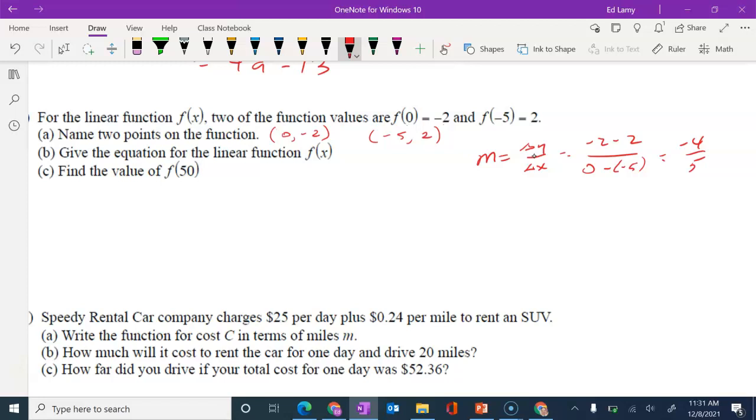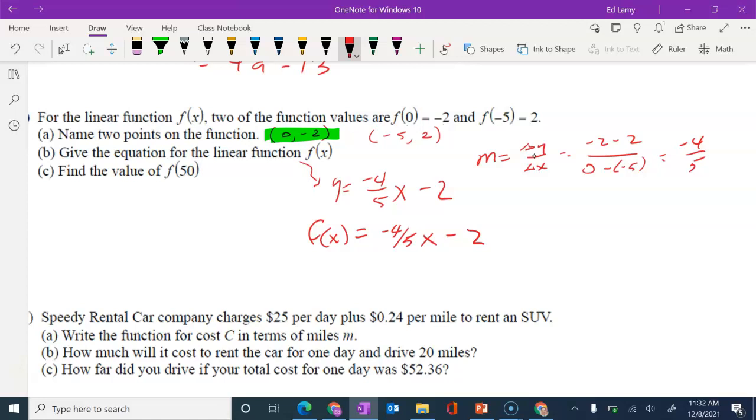The equation of the function is this slope-intercept form. I can write the equation y equals mx plus b. We got -4/5 is the slope, and b is the y-intercept. Well, that's what this point is, right here. That's the y-intercept. When x is 0, the y-intercept is -2. So that's in slope-intercept form, which we just use for a linear function. -4/5 x minus 2. That's the linear function.